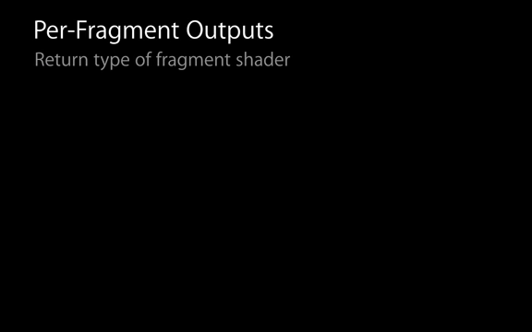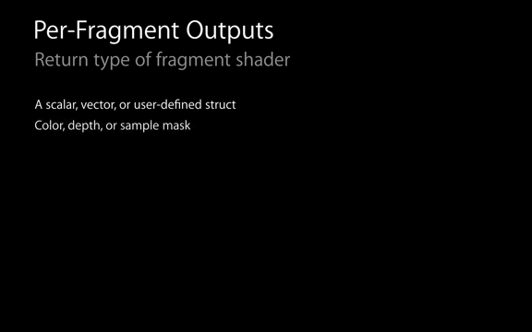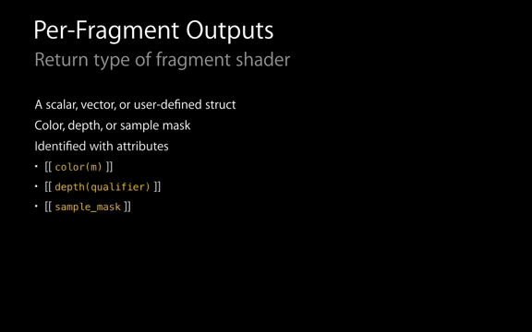Outputs from a fragment shader work just like outputs from a vertex shader. You can't write to memory, though, so only the return type. And you can return a scalar, vector, or user-defined struct. A lot of flexibility here. But the only thing you can return in a fragment shader is a color, a depth, or a sample mask. So you have 4 color attachments, 1 depth, and sample mask. So we need to know what you're writing to. And so you identify them with attributes.